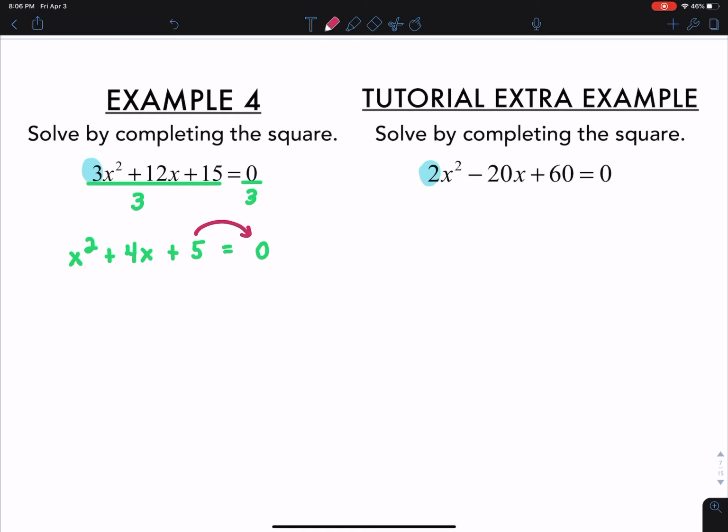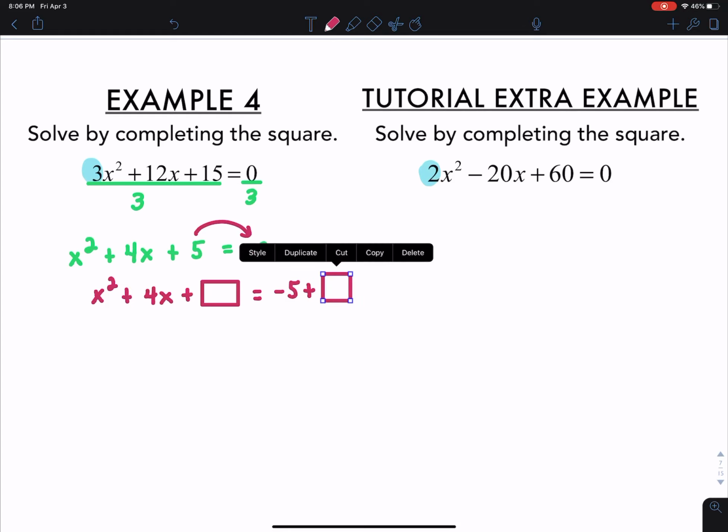And then same process as the last example. So get negative 5 over to the other side. And we have x squared plus 4x plus something equals negative 5 plus whatever that something is. So to figure out what goes inside of the box, we have 4 divided by 2 is 2, squared is 4. So we have (x + 2) squared equals negative 1.